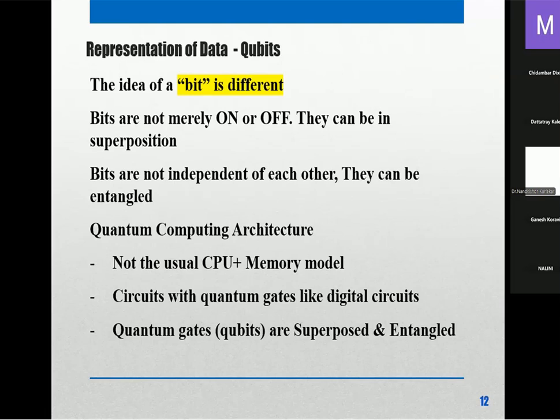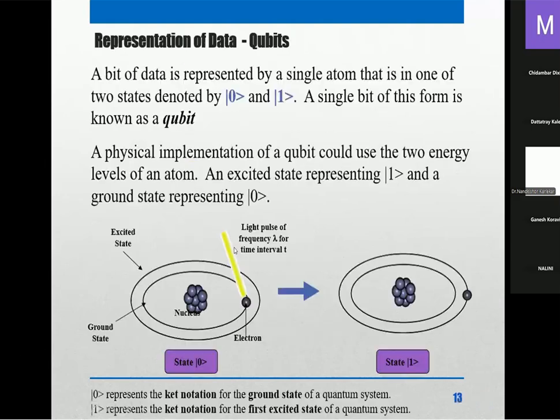Qubits are not independent. They can be in superposition and entangled with each other. Superposition and entanglement require us to rethink algorithms and the fundamental way of computing. So you can see this presentation on the screen.